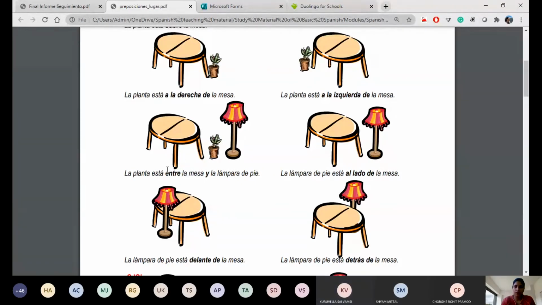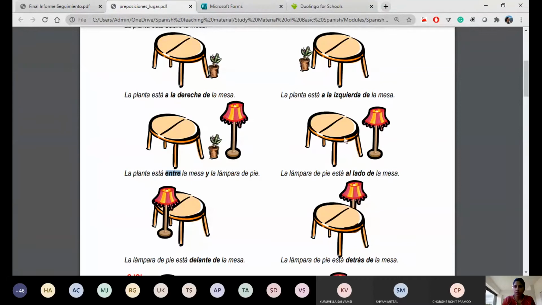So here we are locating the plant, which is between the table and the lamp. Okay, so la planta está entre la mesa y la lámpara de pie. Entre means between. So the plant is between the table and lamp. Is that fine? Yes, ma'am. Okay, la planta está entre la mesa y la lámpara de pie, or lámpara.